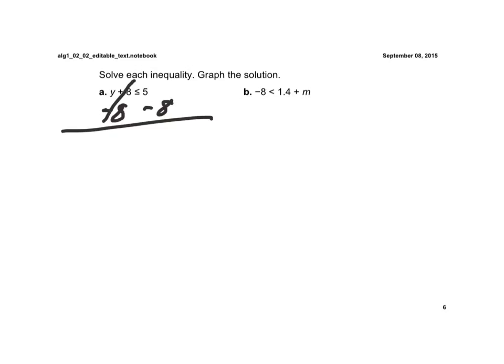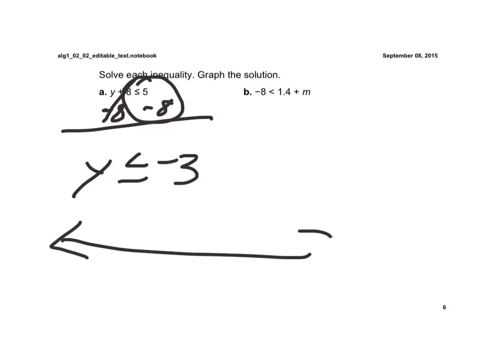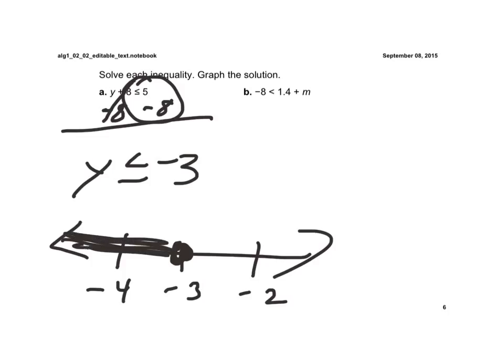So the 8 and the negative 8 go away, and I get y is less than or equal to. Here, the signs are different, so I subtract, and I take the sign of the larger number, my sum will be negative. So I have y is less than or equal to a negative 3, and now I graph that. So I have negative 4, negative 3, negative 2. I'm going to have it closed at a negative 3, and then shaded to the left.